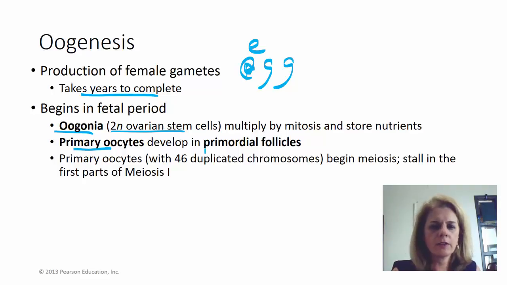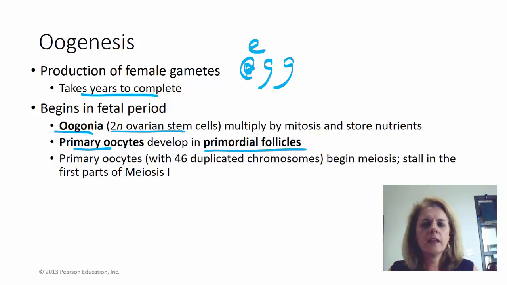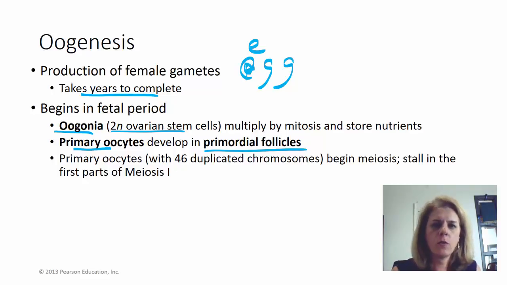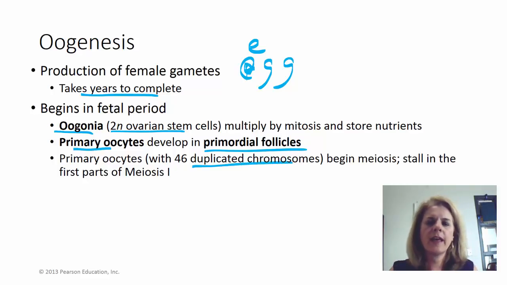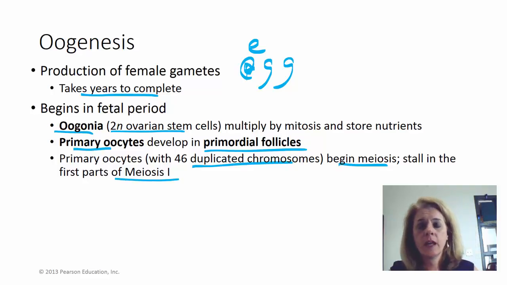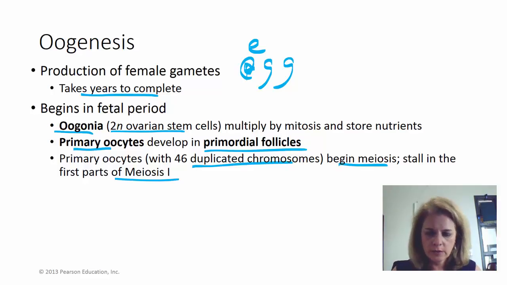All right, and then the next step is you get something called a primary oocyte, and it's going to develop in something called a follicle or a primordial follicle. And again, these primary oocytes have 46 duplicated chromosomes, and these are what are going to eventually go through meiosis. Okay, so they're going to start going through meiosis, and then they just stall at the first part of meiosis 1, and they're going to stay that way until the female reaches puberty. And then you're going to start to have these eggs progress through meiosis, finish meiosis 1, go through meiosis 2, and develop and be ready to be a mature egg that could possibly be fertilized to form a zygote, or eventually a fetus or a baby.